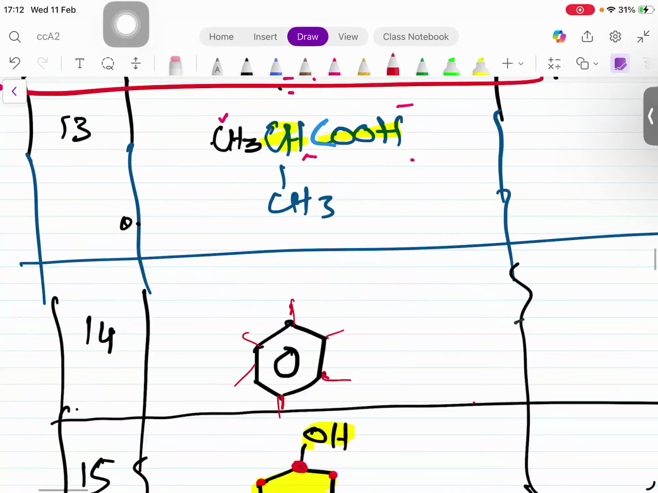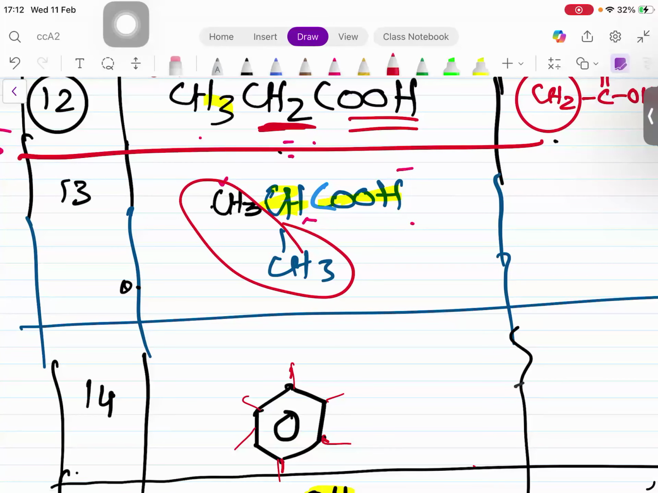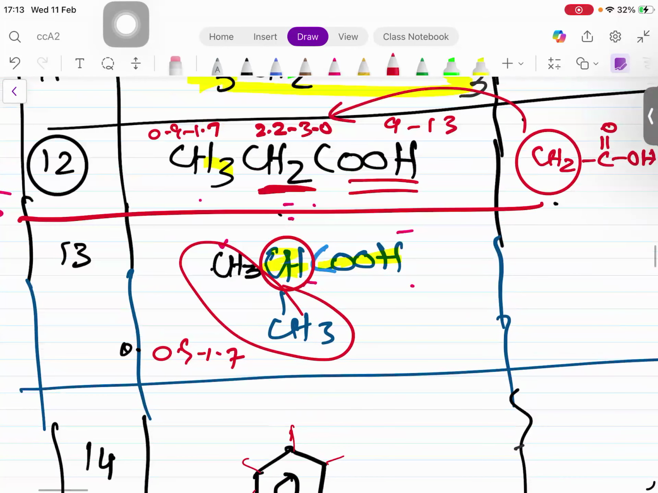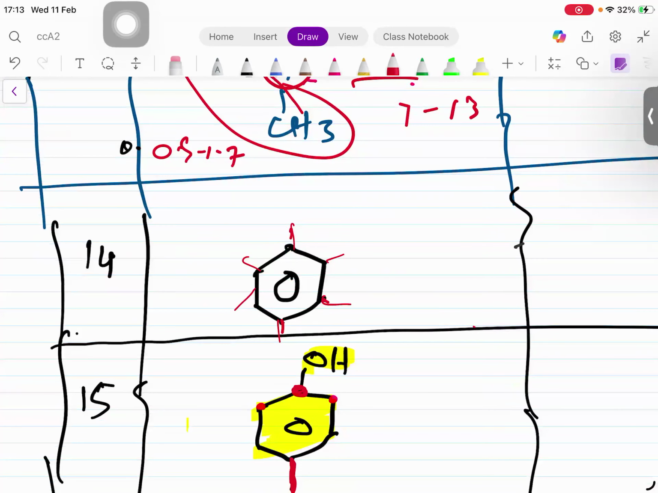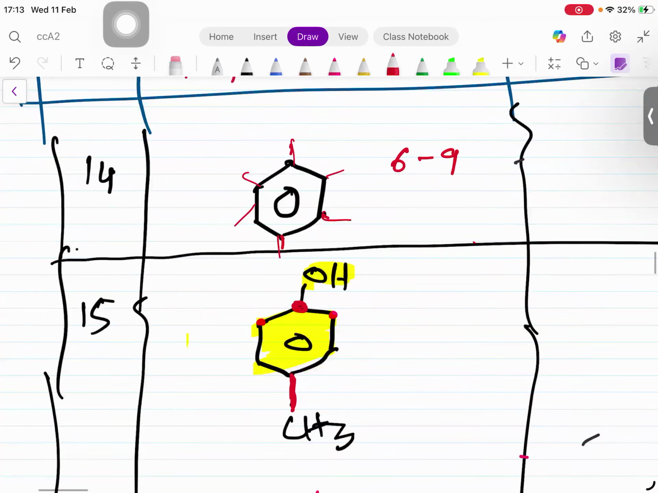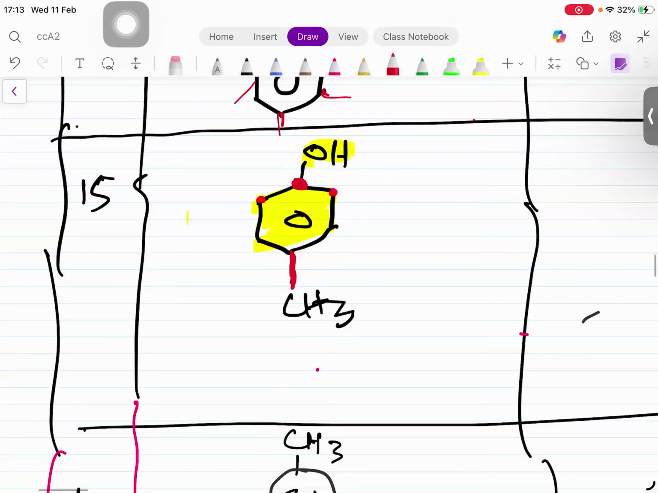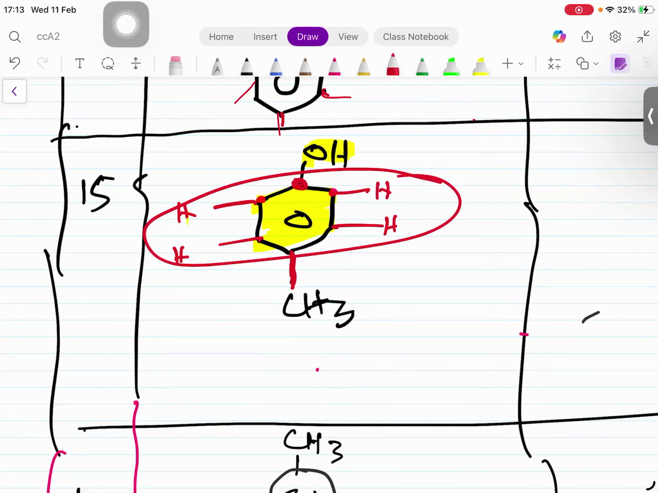What about this? Again, these two have 1 peak, 0.9 to 1.7. This has 1 peak, 2.2 to 3, and this has 9 to 13. All the benzene hydrogens are in one chemical environment, so all these 6 hydrogens contribute to 1 peak. Or 6 to 9, I think, is its chemical shift value. In this, the OH, these 4 are in the same environment. Yes, so that is 6 to 9.